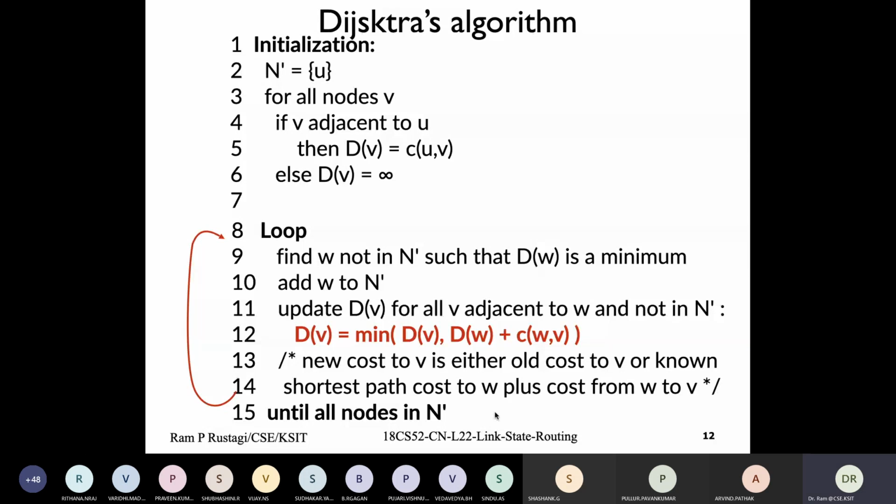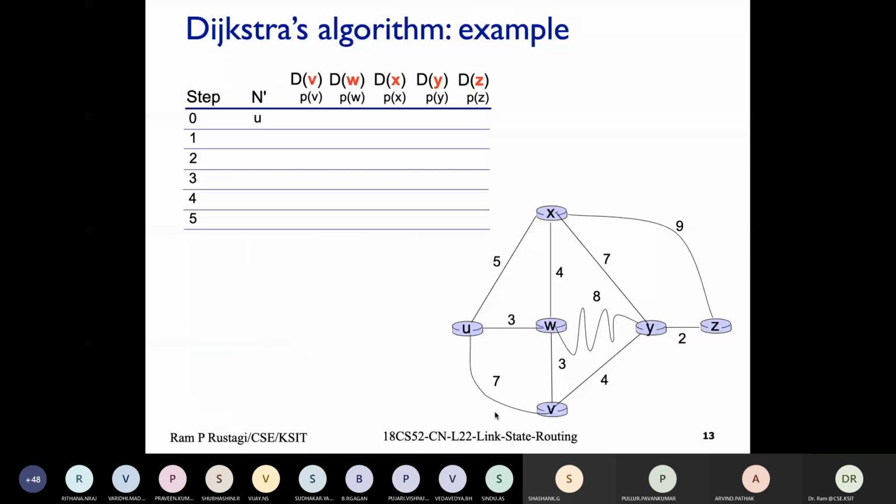We'll run an example and you'll probably see. Let's say this is my graph consisting of 6 nodes, and I start from the node u. When I start from node u, what would be my dv, dw, and dx? dv would be 7, dw would be 3, and dx would be 5.